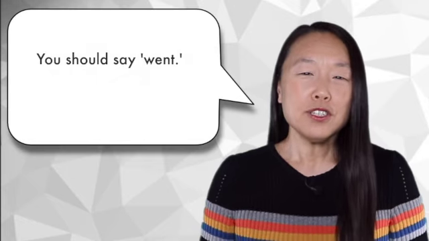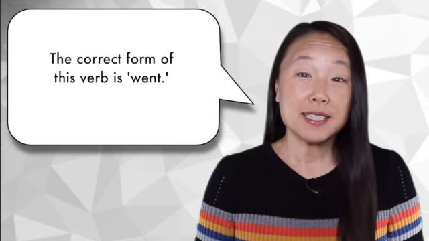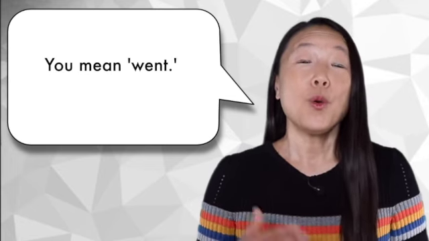First, if the teacher wants to directly tell a student what the language error is, the teacher might say, "You should say went," or "the correct form of the verb is went," or "you mean went." Another way of giving direct feedback is to ask class peers to provide the correct answer.